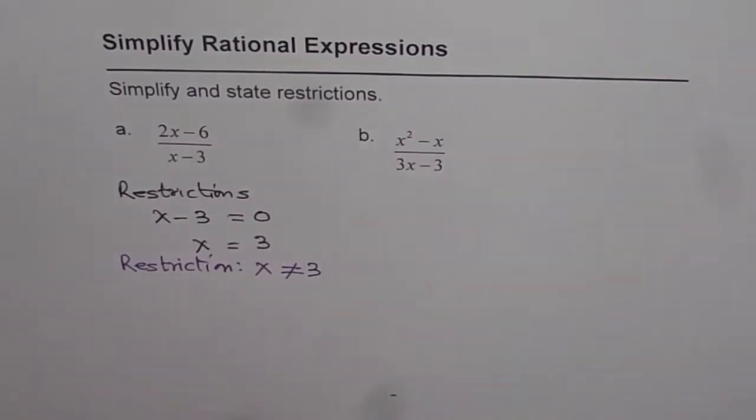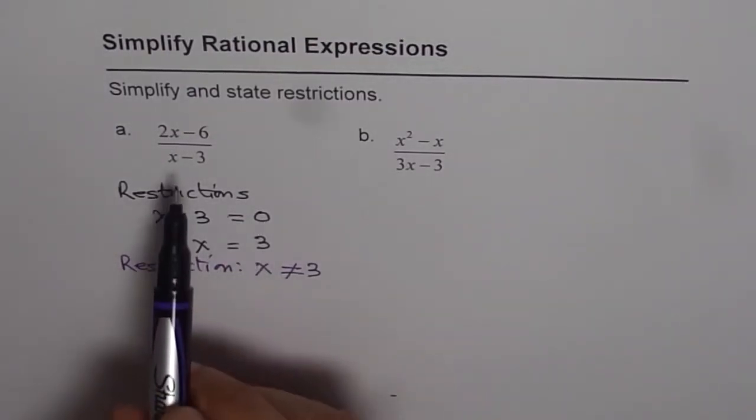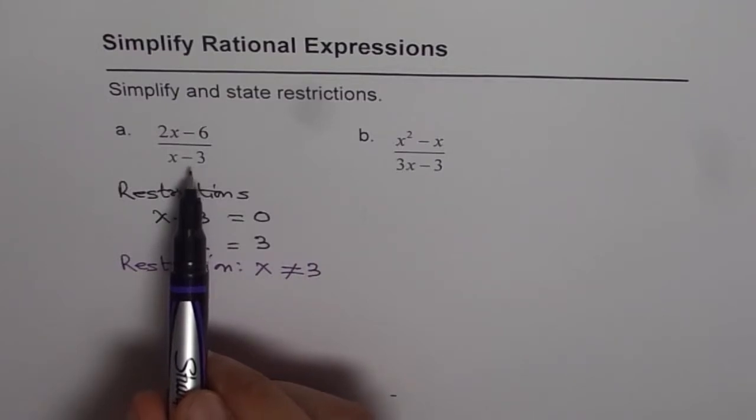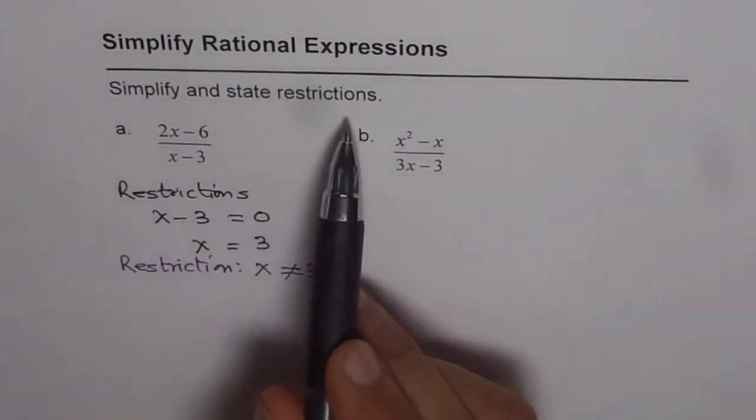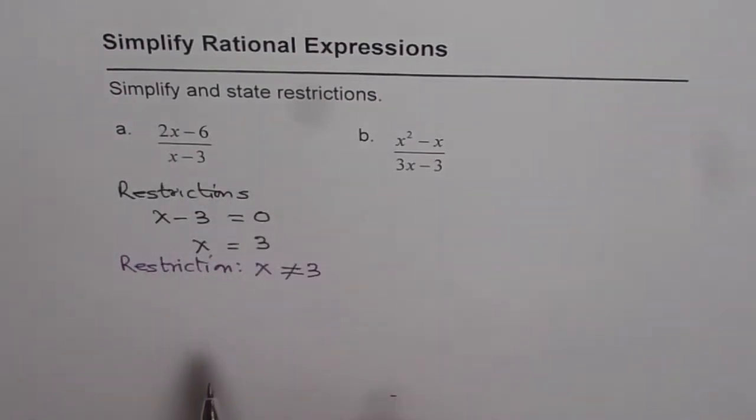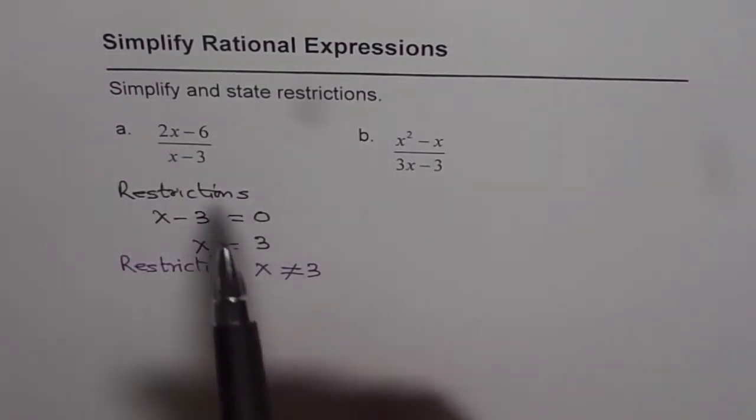That is the restriction. If x becomes 3, then the denominator will be 0 and the function will become something divided by 0, which is not possible, right? We cannot find that value. So that is the restriction part. Now let's see how to simplify. To simplify, basically you need to factor.